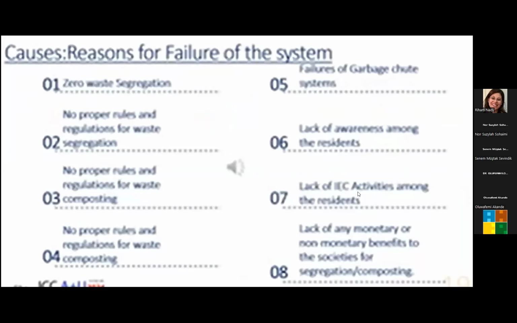There is zero waste segregation, and no proper rules and regulations for waste segregation or composting. Although there are rules, nobody is following them. There is the failure of the garbage chute system, lack of awareness among the residents, lack of IEC activities among the residents, and also a lack of any monetary or non-monetary benefits to the society to promote these kinds of practices.